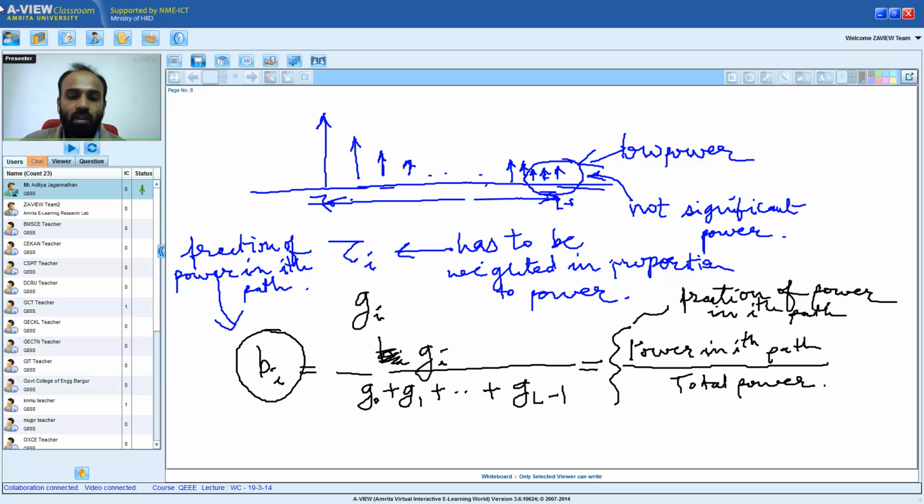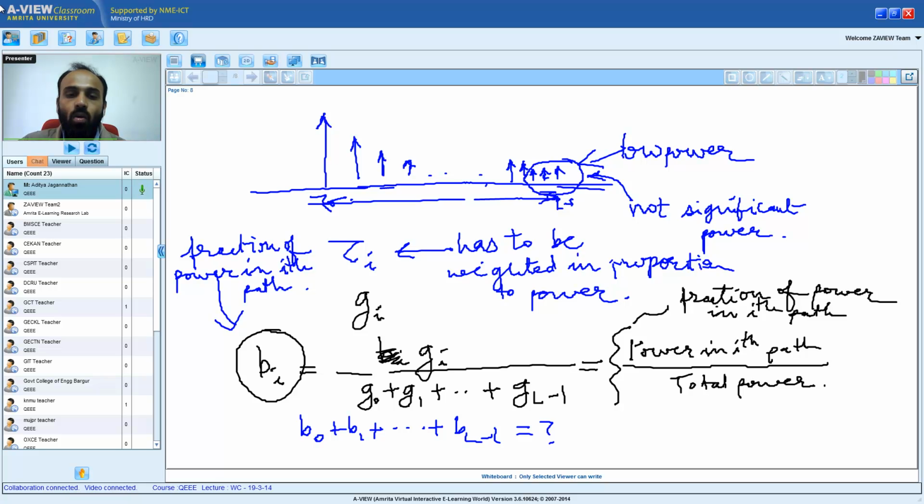Now can someone tell me what is the summation of all Bi? That is, what is B0 plus B1 plus up to B(L minus 1)? The summation of all Bi is 1, right? Everyone can see therefore that each Bi is positive, and the summation of all Bi is 1, because Bi is a fraction of power in the ith path. The total of all fractions is nothing but total power divided by total power, which is 1.